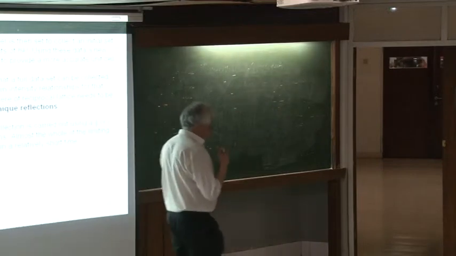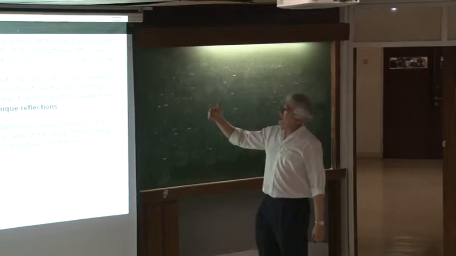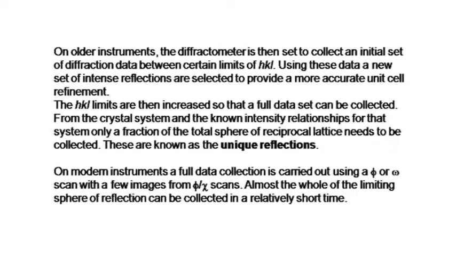We then set it to collect an initial set of data between certain limits of H, K and L. And then we get a new set of intense reflections that we can use for indexing. That's what we used to do. These days, we basically say, go collect the whole thing and we'll worry about the orientation later.